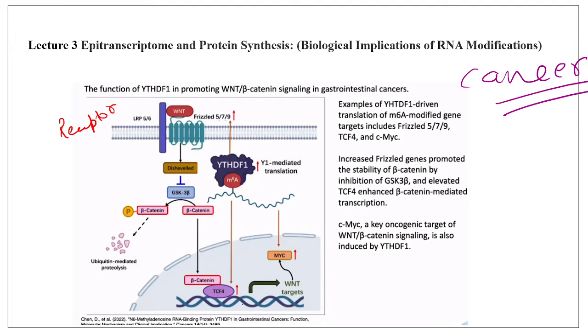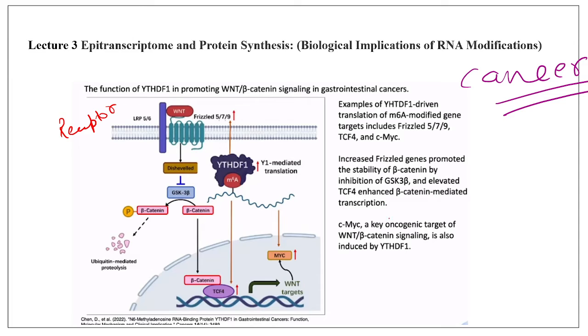In the nucleus, it will bind to TCF4 and cause the transcription of Wnt target genes. There are many Wnt target genes. One example of a Wnt target gene is c-MYC. And this c-MYC, so what happens?